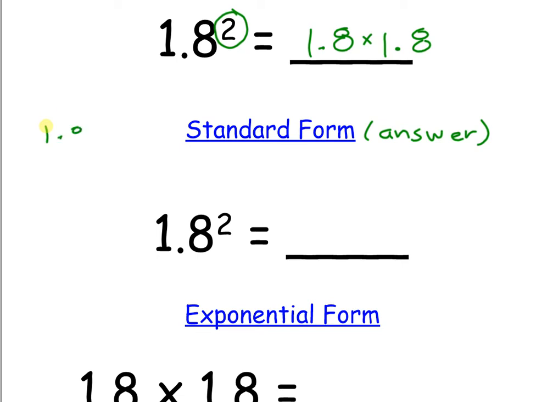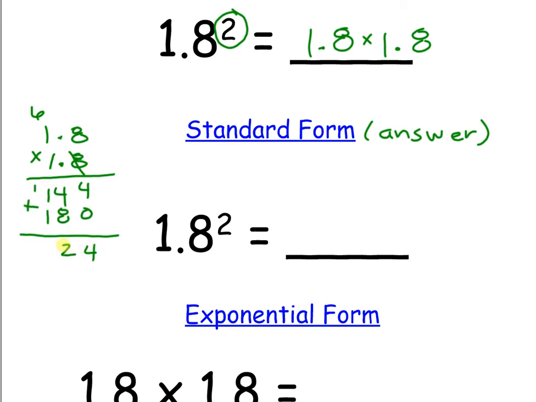So we have 1.8 times 1.8. 8 times 8 is 64. 8 times 1 is 8, plus 6 is 14. Cross out the 8 and add our 0 placeholder. 1 times 8 is 8, and 1 times 1 is 1. And when you add all these up, you're going to get 4, 12, and 3. Don't forget your decimal. You have 2 numbers after the decimal in your original problem, so you have to move them 2 over here. So my final answer is 3.24 for standard form.